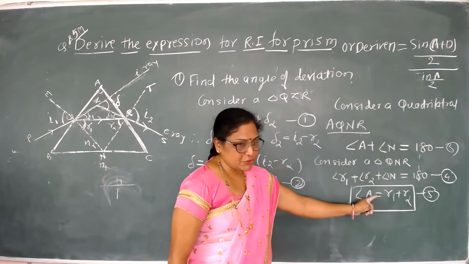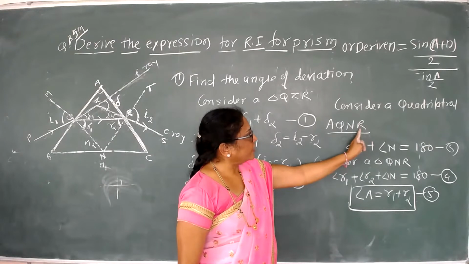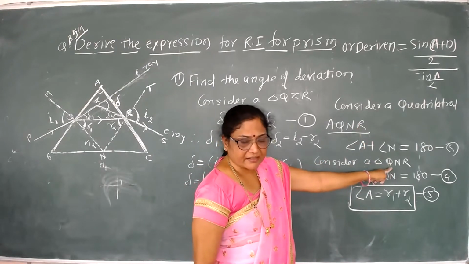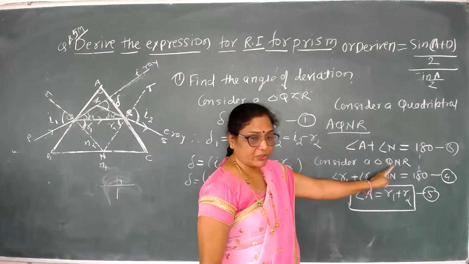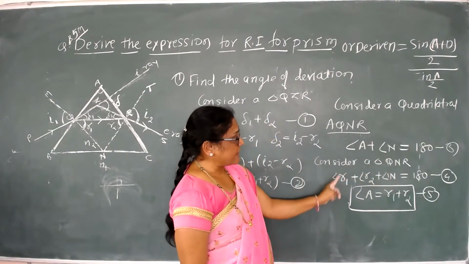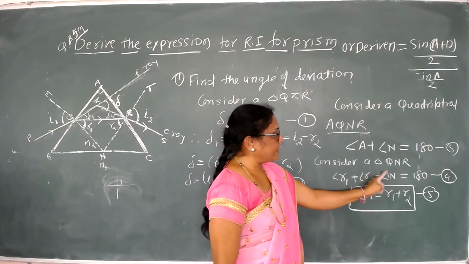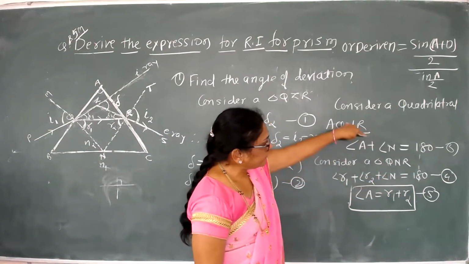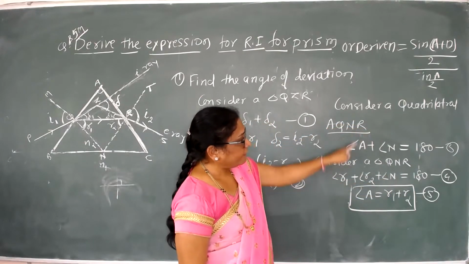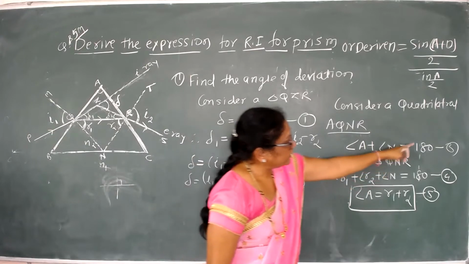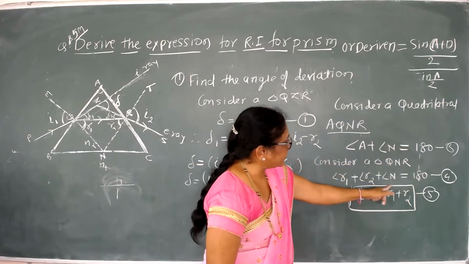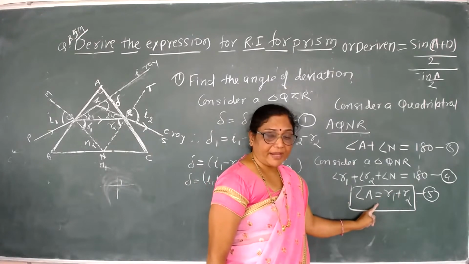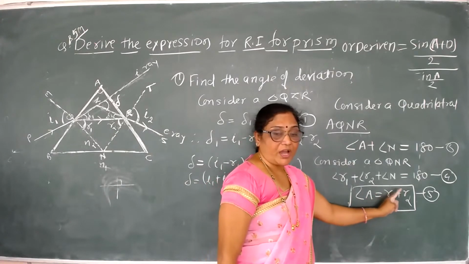By comparing these two, when we consider the triangle QNR, in this triangle there are three angles, and the sum of the three angles is equal to 180 degrees. Those angles are R1 plus R2 plus angle N is equal to 180 degrees. Then we compare equation 3 and 4. This angle N is the same, which means angle A is equal to R1 plus R2. So we got the value of angle A: angle A is equal to R1 plus R2.